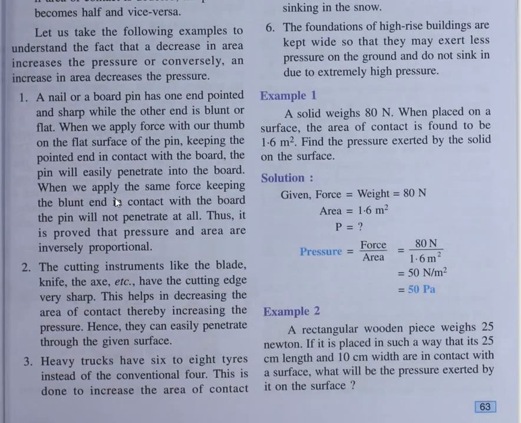We all know a large area decreases the pressure. For example, I'll just explain activity number 1. You take a board, for example cardboard or any wooden board, and take a nail. Now take a hammer and hit the nail. Then you will be able to see that the nail will penetrate easily inside the wood. So why? Because the pressure applied is more. Therefore, it will easily penetrate inside it.